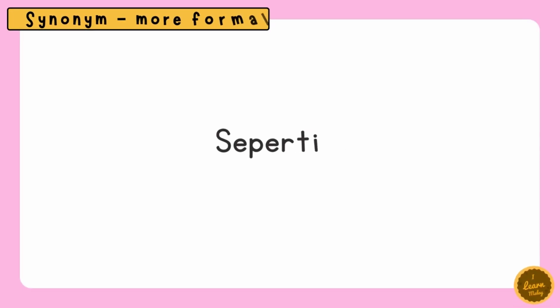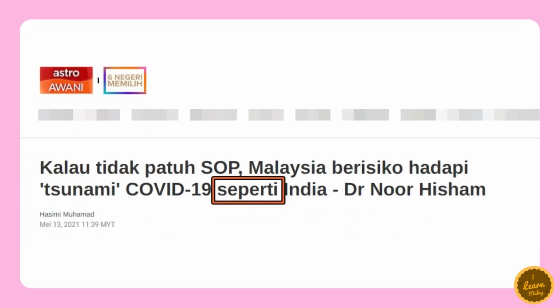A synonym for the Malay word Macham is seperti, which also means like or such as in English. Both words are often used interchangeably to create comparisons and describe similarities in Malay sentences. However, Macham is commonly used in conversation instead. Here is a sample sentence from Astro Awani for seperti.